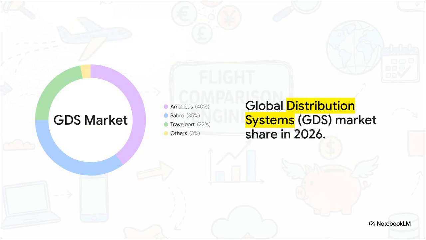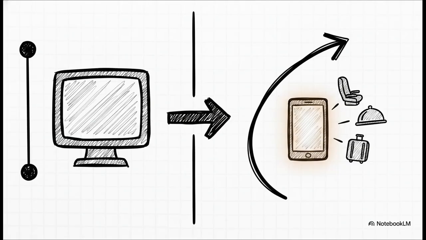Now this is wild. Just 3 massive global distribution systems, or GDS, operate as the invisible backbone of commercial aviation. You've got Amadeus sitting at about 40% market share, Sabre at 35%, and Travelport with 22%. These platforms have actually been around since the 1960s. Whenever an airline updates a fare, it ripples through these systems to every connected travel agent and booking site globally in just minutes.